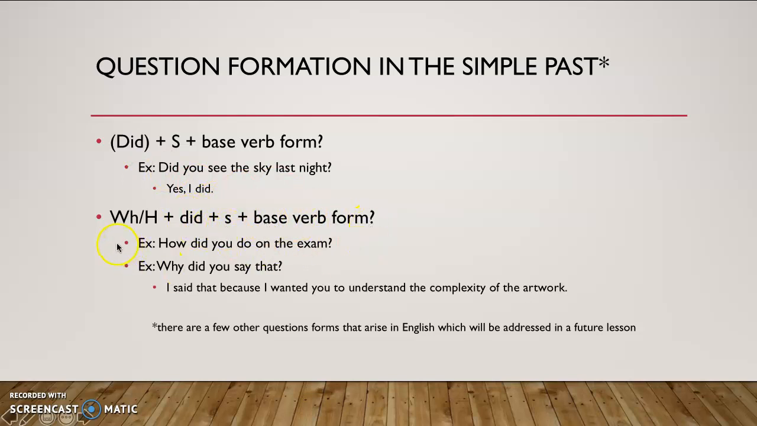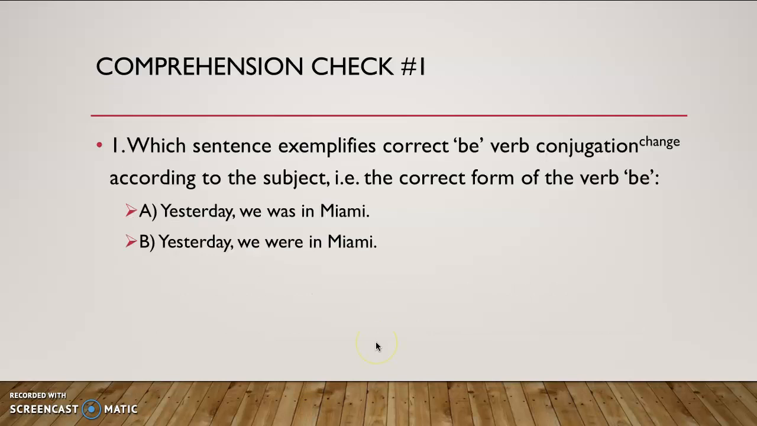For example, how did you do on the exam? Or why did you say that? I said that because I wanted you to understand the complexity of the artwork. And notice in this dependent clause, starting with my subordinating conjunction because, I do shift that verb tense into the past. Now I put an asterisk here because there are a few other question forms that arise in English, which will be addressed in a future lesson.